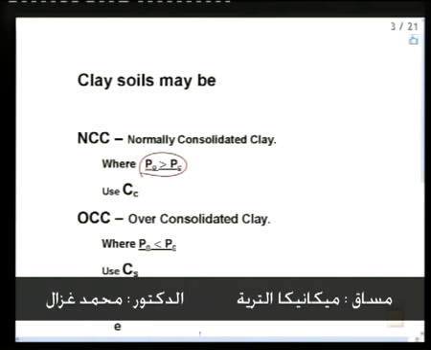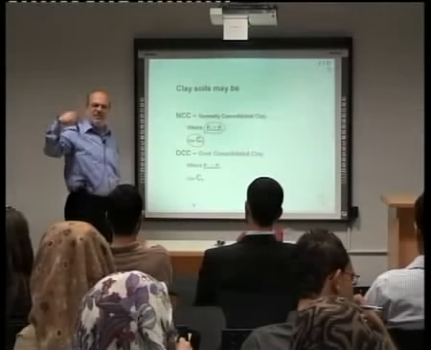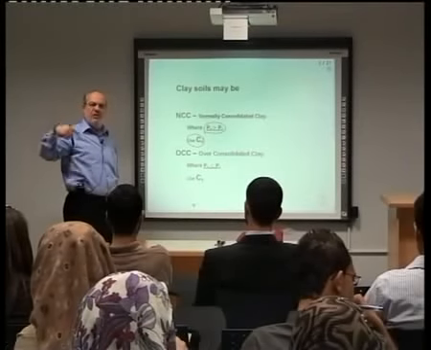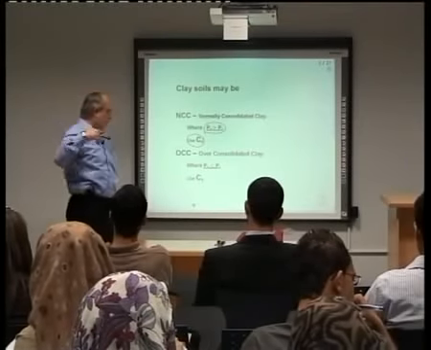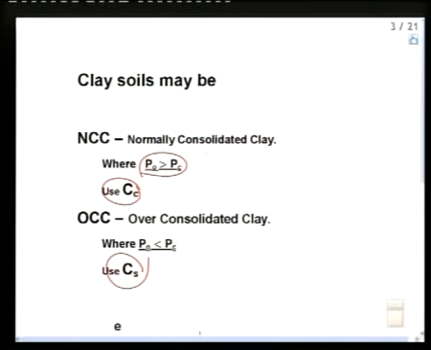At that time, we will use the compression index. The slope is defined by the compression index, C sub C. Or we have over-consolidated clay, where P naught is less than PC, meaning the maximum past effective overburden pressure is the maximum. At this time, we will use this slope.